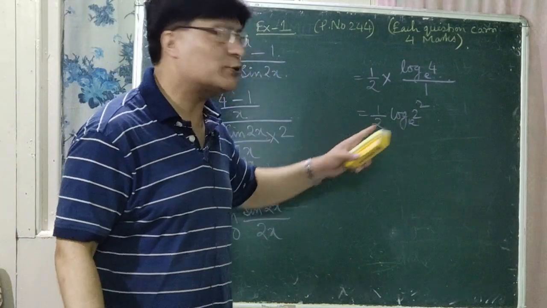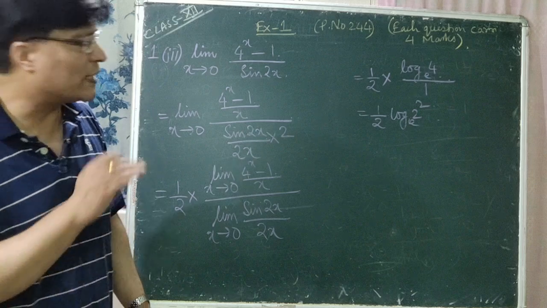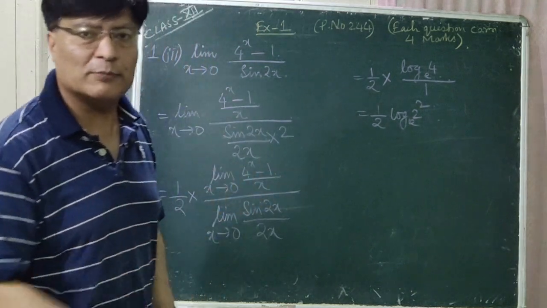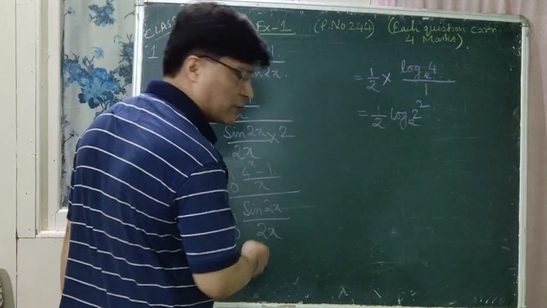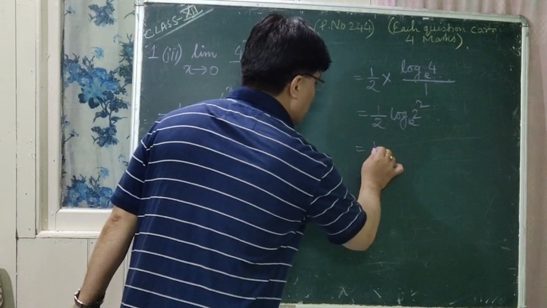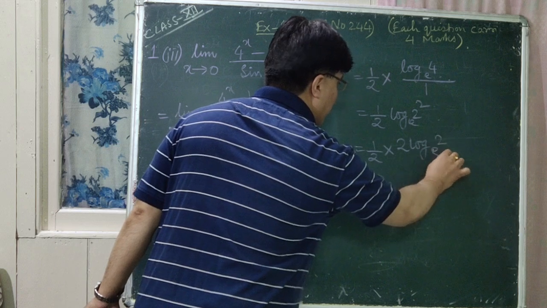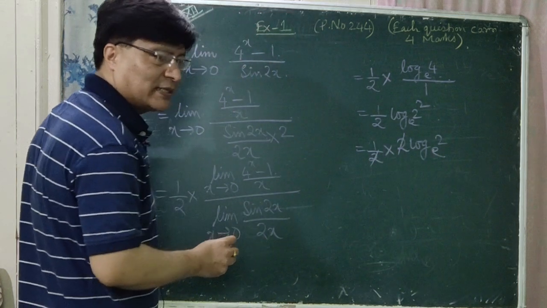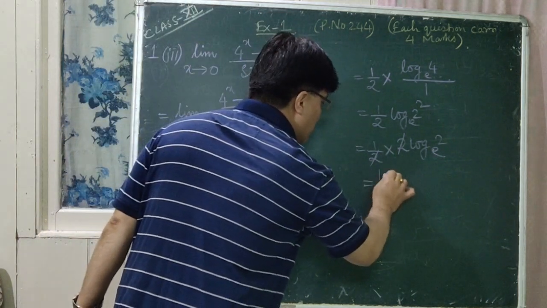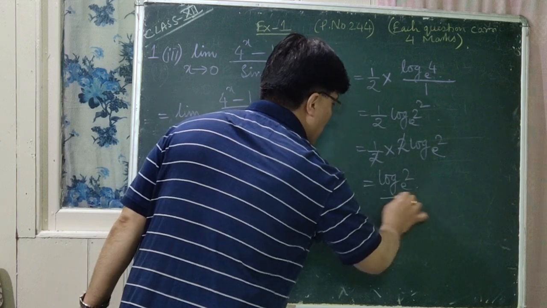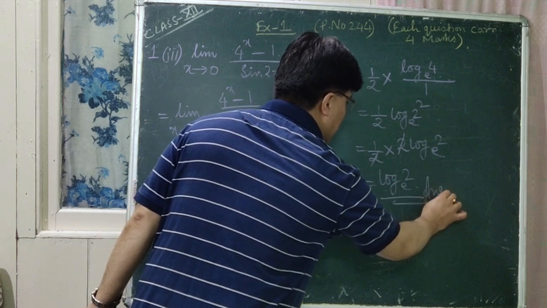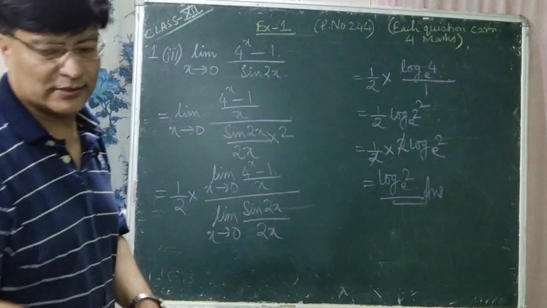Now you can use properties of logarithm out here. Because of that log, the power 2 becomes the coefficient. You know the properties of logarithm, isn't it? So it is equal to half into 2 log 2 base e. So here 2 gets cancelled. So which is equal to, what is the answer now? It is log 2 base e. So this is the final answer.